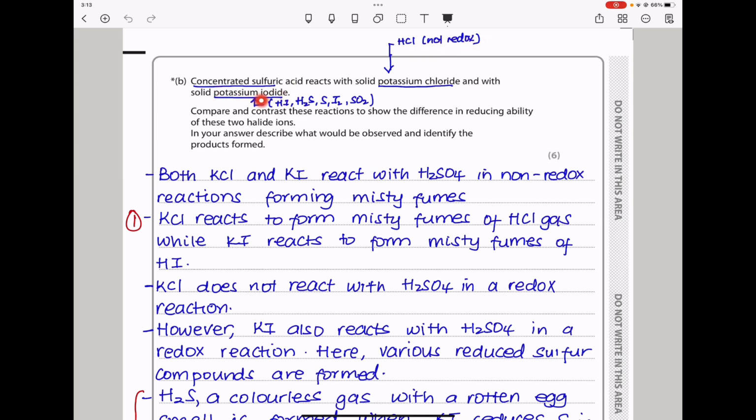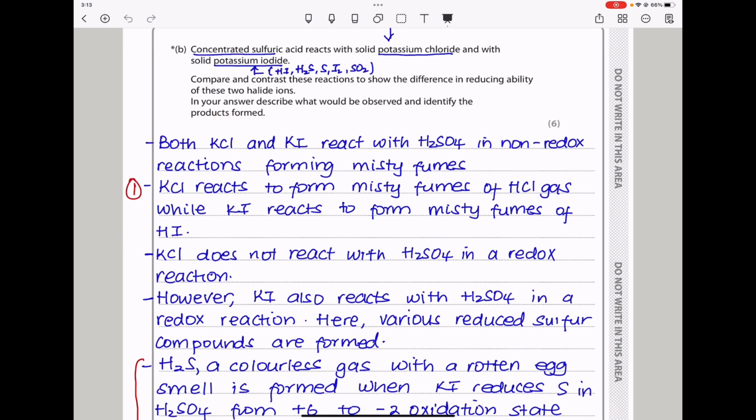However, when potassium iodide reacts with sulfuric acid, we form HI, which is misty fumes as well. We form H2S, we form sulfur, which is a yellow solid. We form iodine, which is a gray solid. And then we form sulfur dioxide, which is a colorless gas with a choking smell. And because here they said compare and contrast, we have to talk about similarities as well as differences.